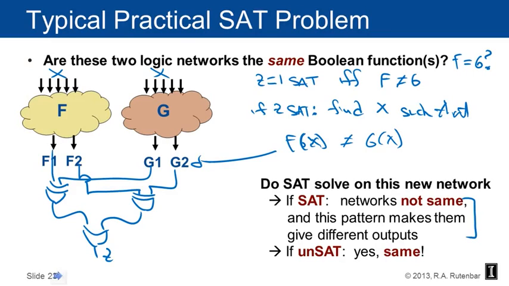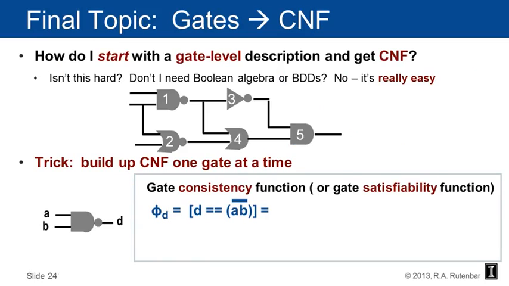So that's pretty cool. But that raises a whole bunch of questions. And the first question is, how do I start with a gate level description and get a CNF? Isn't this hard? I mean, don't I need Boolean algebra or BDDs or something complicated? The CNF form was a little weird. It certainly felt a little awkward. And if I have some big logic network with 50,000 gates in it, isn't that just hideous? And the answer is no, it's actually really, really easy. It's surprisingly easy. But we have to build up a little bit of technology, a little bit of math to get us there. So let's take a look at that.